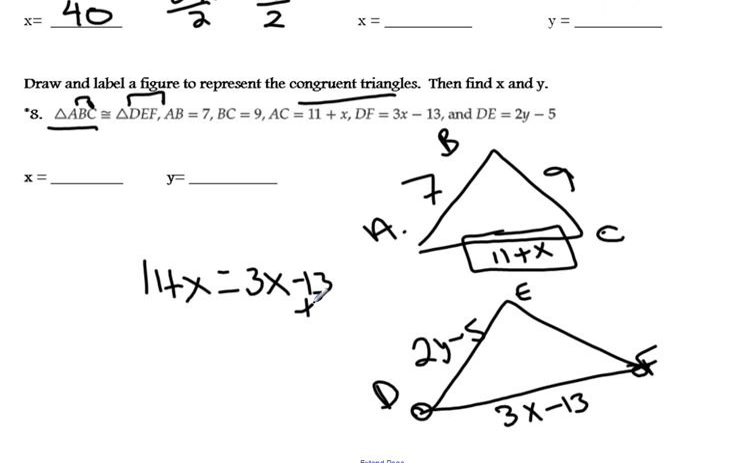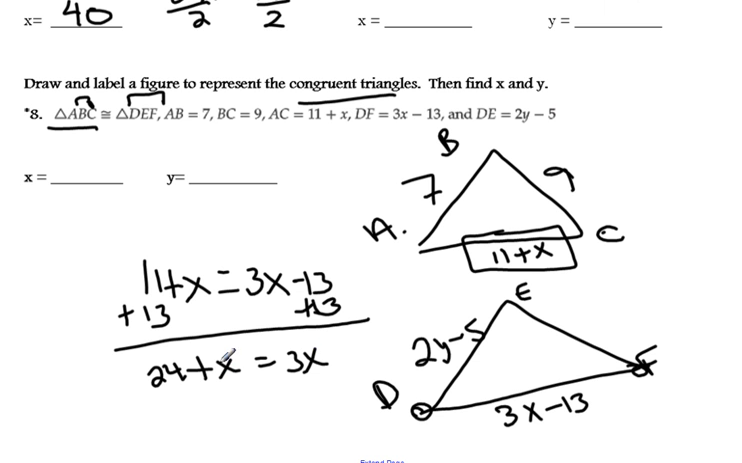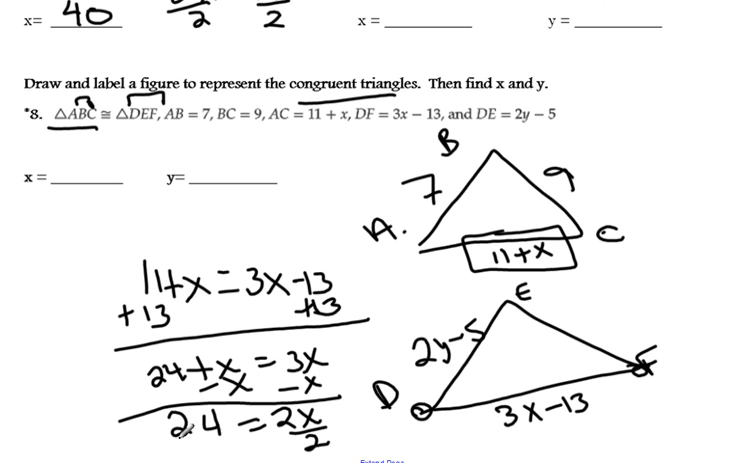I'm going to start by adding 13 to both sides of my equation. So I get 24 plus x equals 3x. I'm going to subtract x from both sides of my equation. And I get 24 equals 2x. Divide by 2. X equals 12.